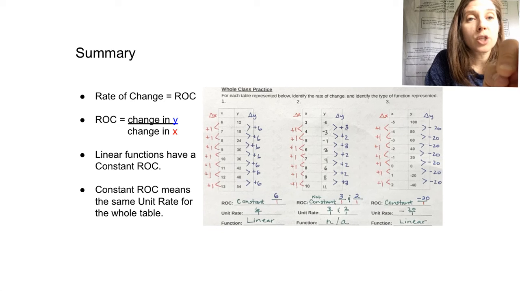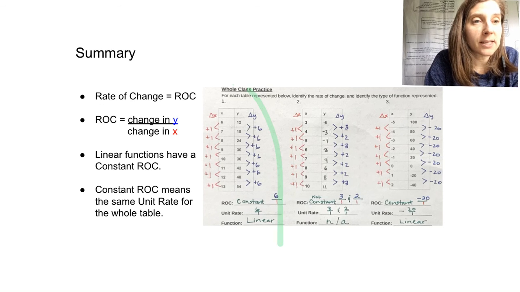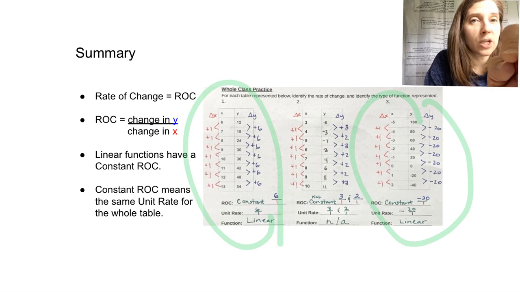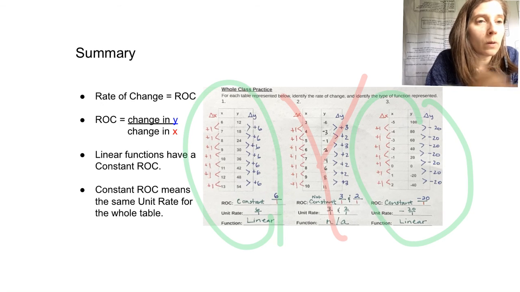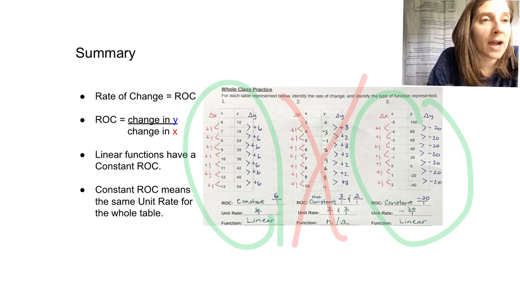So we have 2 examples of linear functions. This was a linear function, this is a linear function, but this was a non-example because it did not have a constant rate of change. It had some 3 over 1 and some 2 over 1.